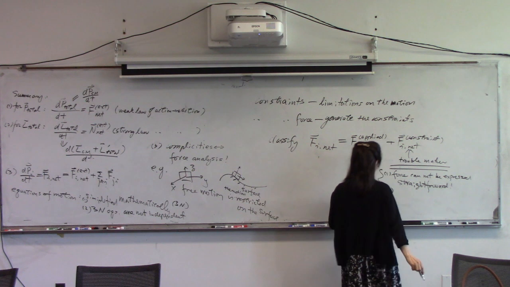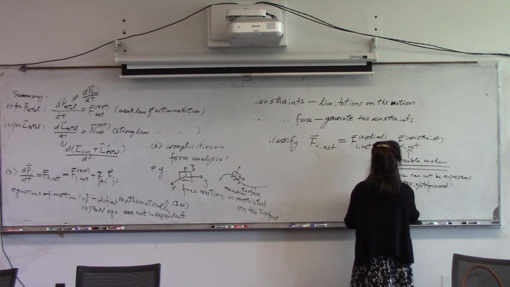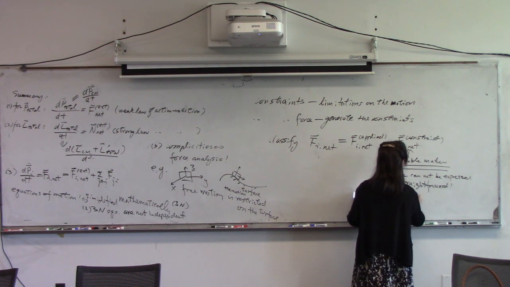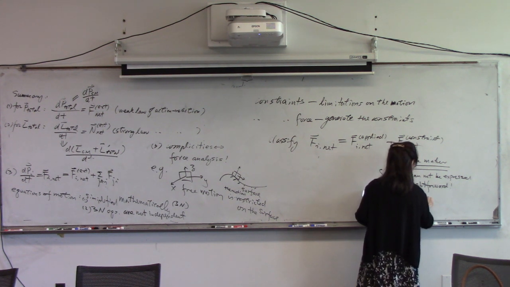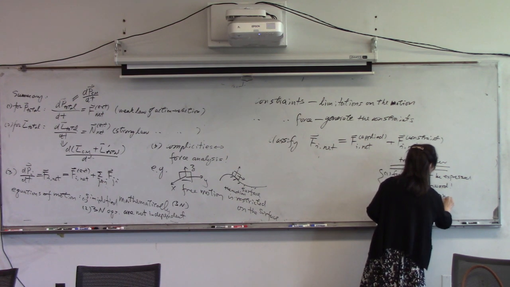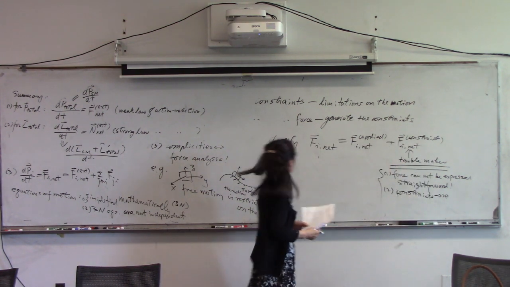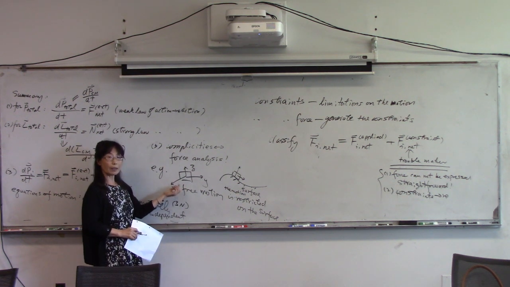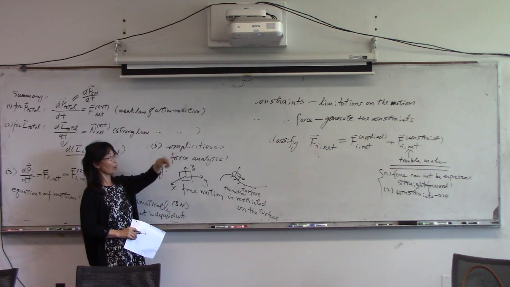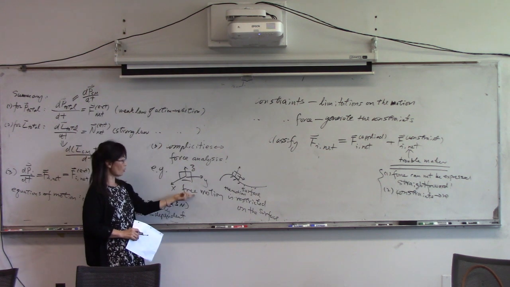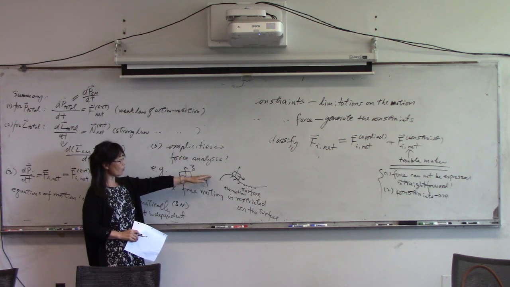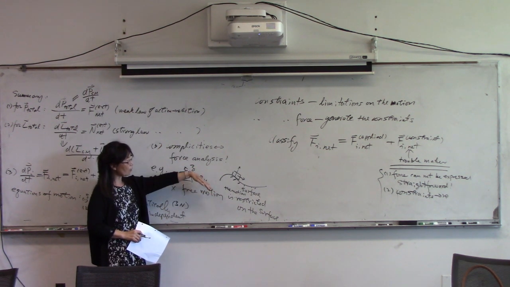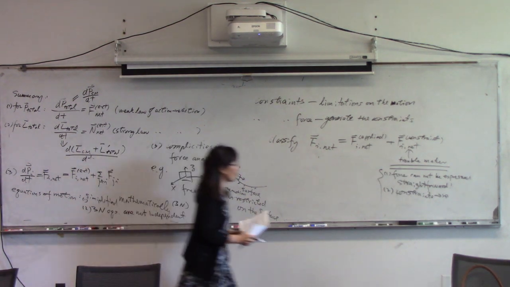Second, because the constraint exists, it reduces the degrees of freedom. If there is no constraint, the degree of freedom of this particle is the whole freedom, right? That is three-dimensional. But if you have constraints, the motion is limited, so the degrees of freedom are also reduced.